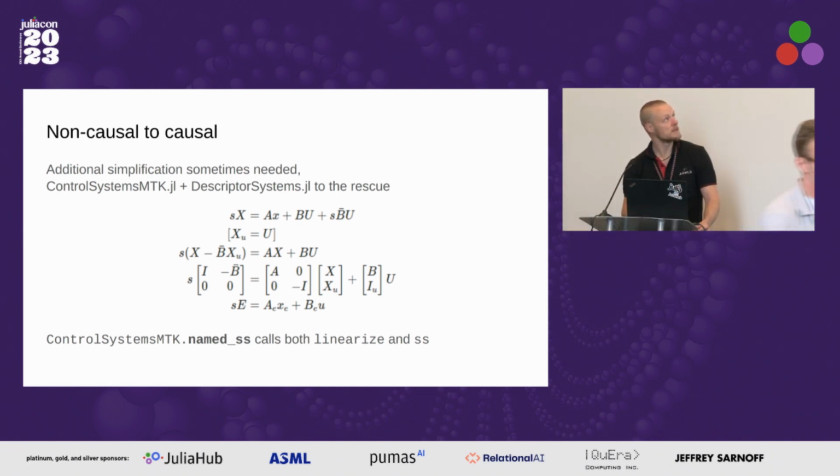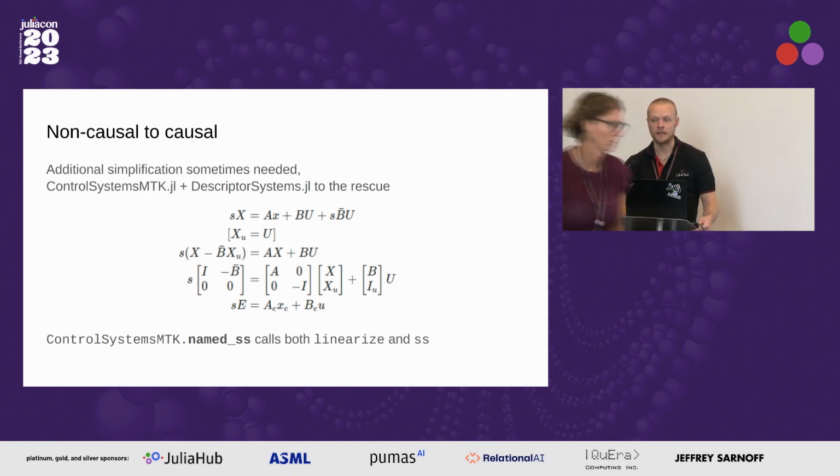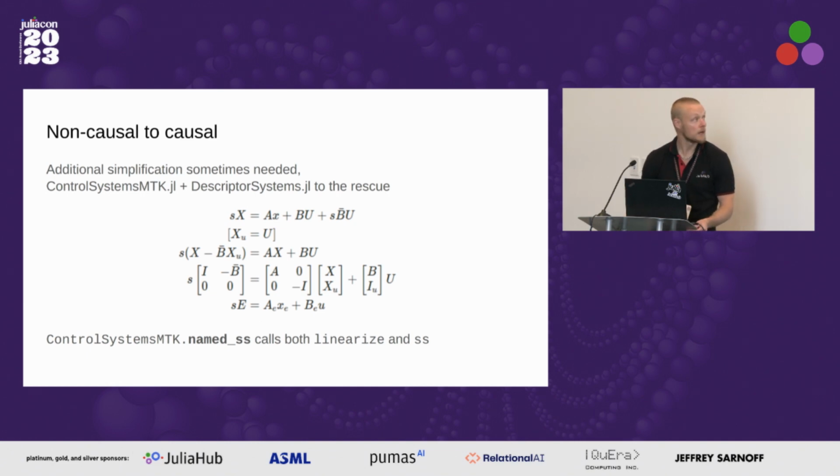So if we end up in this situation, we have an interface package, ControlSystemsMTK, that internally makes use of another package called DescriptorSystems that can perform another step of simplification for you to result in a causal system in the end. And ControlSystemsMTK also contains a function called named_ss for named state space. And that's kind of a convenience function that internally calls the linearization. And then it packages this into a structure that contains the linear state space system, and it keeps track of the names of the inputs and the outputs and even the state variables. So I will call this a convenience function in one of my examples a bit later.